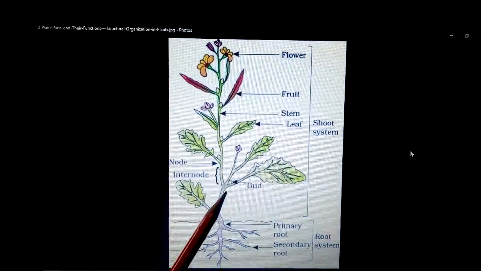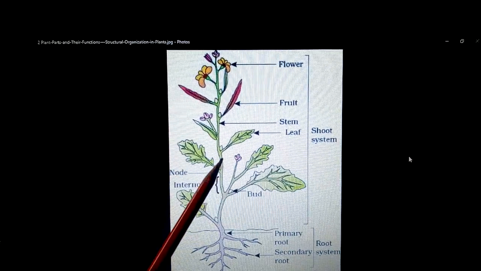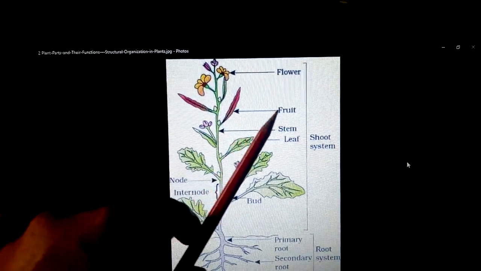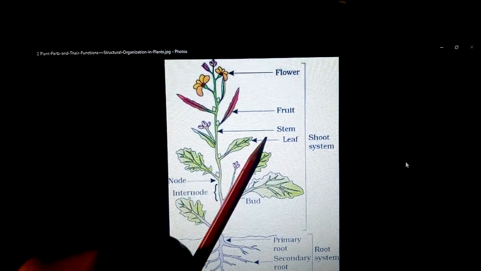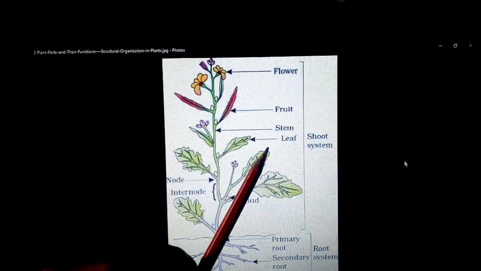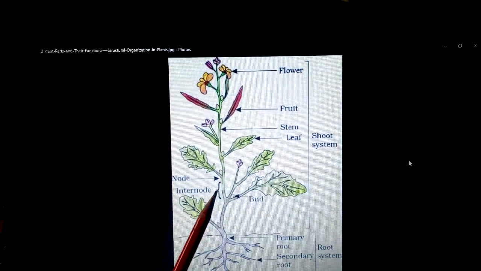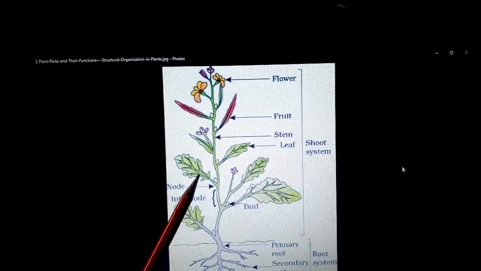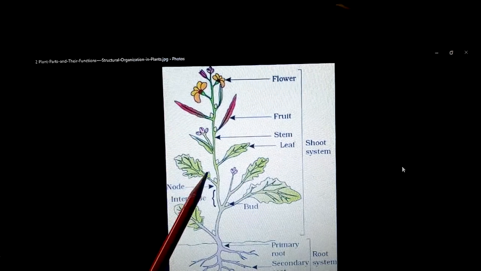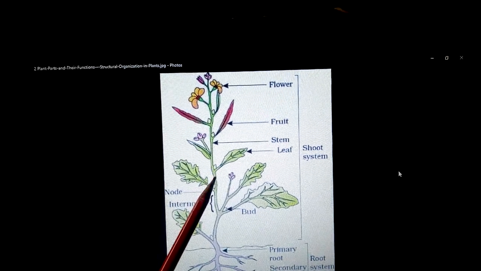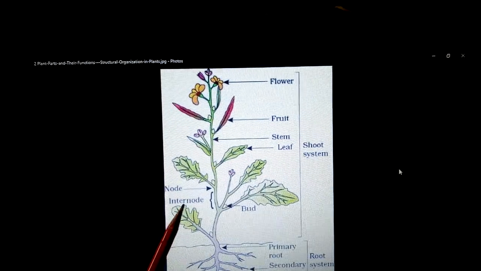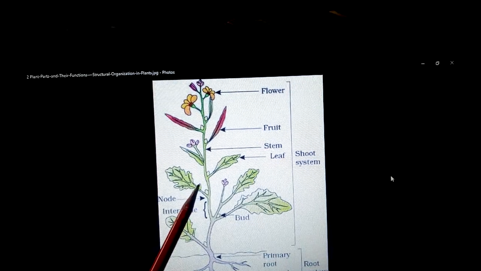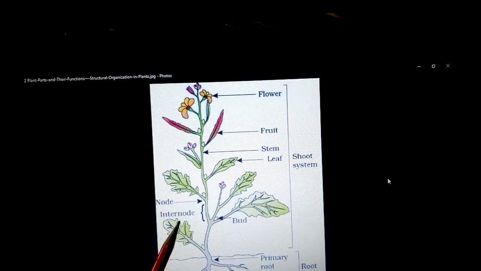And next, when we discuss the shoot system, there is the flower, fruit, stem, also the leaf, and this is the node. That means where the leaves start from the branch. That part, where it connects with the branch, is known as the node. And the distance between one node and another node is known as the internode.